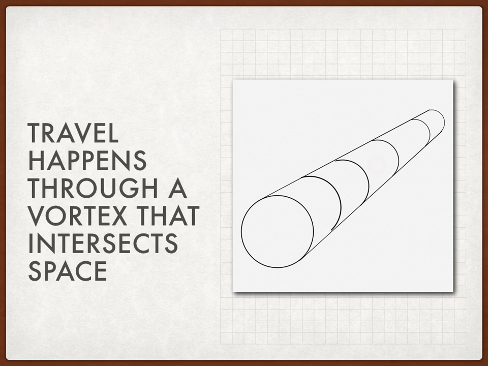Now, we don't go through the fourth dimension or the fifth dimension or some sort of wormhole. We're actually traveling through space. We're actually intersecting space as we make the journey. So we're going through space and time, and we're actually physically manifesting there.